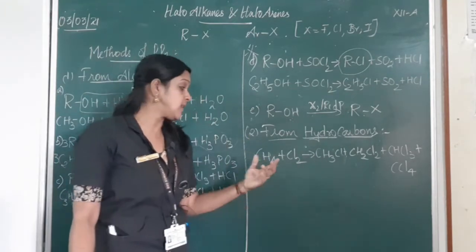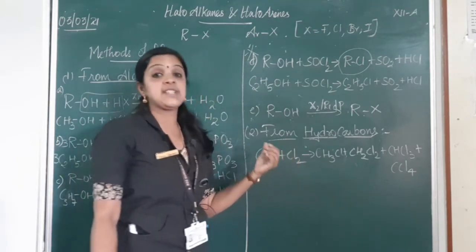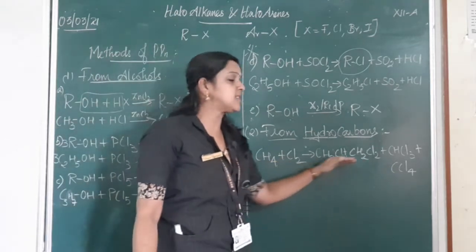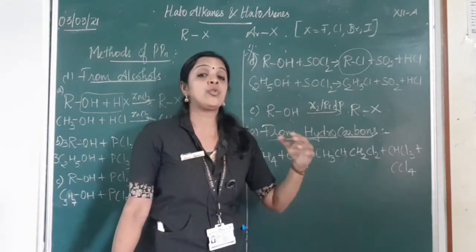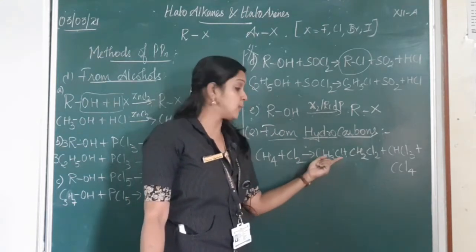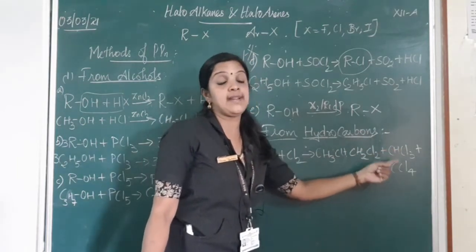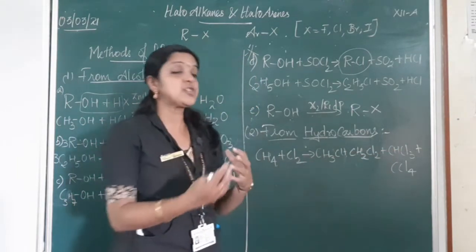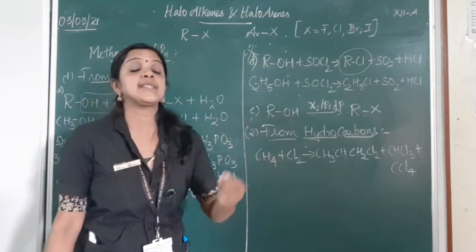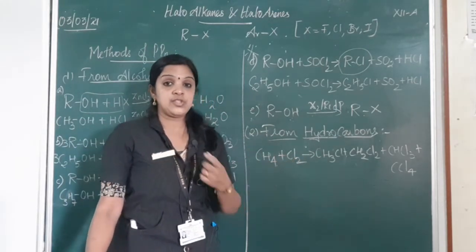If you remember, children, methane, when it is treated with a halogen in the presence of sunlight, you get a continuous chain reaction. That is, you get mono-, di-substituted haloalkanes: monochloro, that is chloromethane, dichloromethane, trichloromethane and tetrachloromethane. So a mixture of haloalkanes is formed. Such reactions are called substitution, where the hydrogens are replaced by the halogen atom.